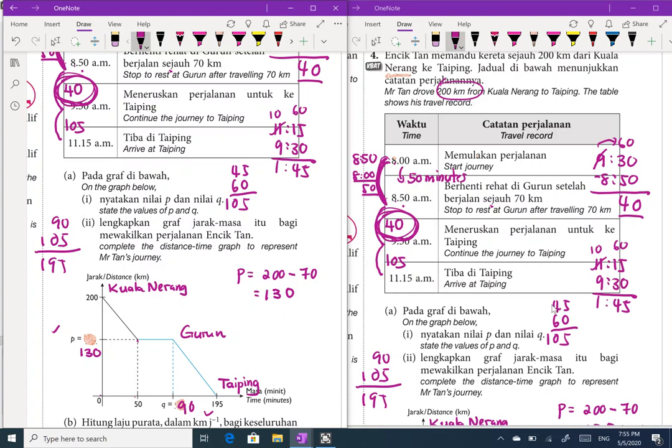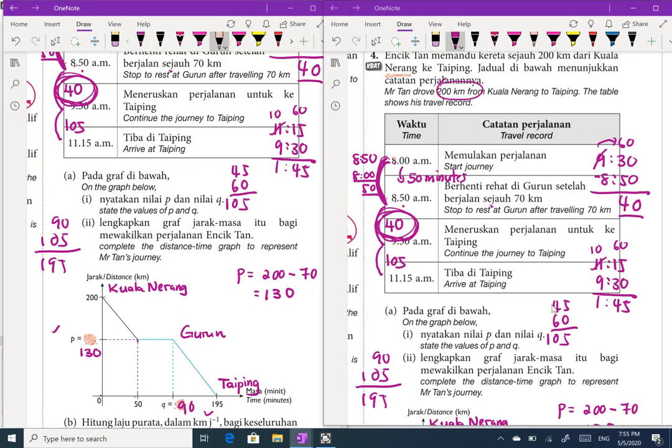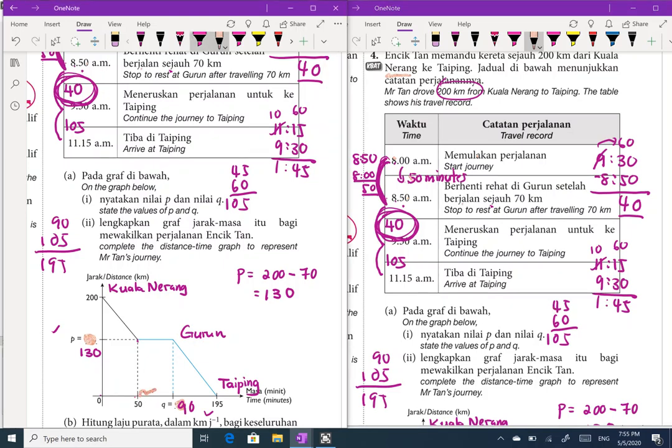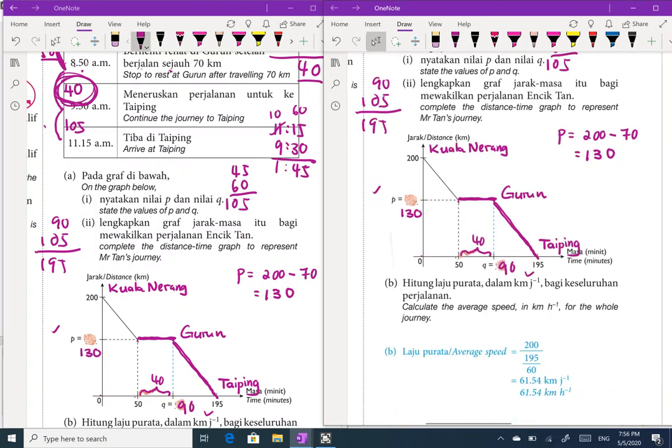Now I complete the distance time graph. We see 50 to 90. I rest, I stop for 40 minutes. 我用了40分钟, I stop, so that means it is a horizontal line. Then I only start my journey, then I go back to Taiping. Continue the journey. So I complete the graph. Number B.